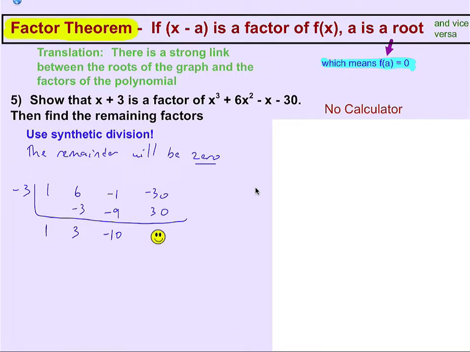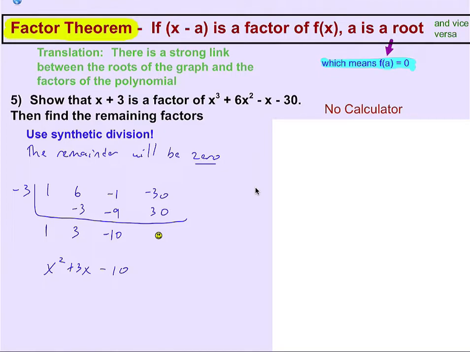That's great. That means that x plus 3 really is a factor of x cubed plus 6x squared minus x minus 30. And the quotient, when we divide x cubed plus 6x squared minus x minus 30 by x plus 3, what we're left with is x squared plus 3x minus 10, which we can factor because now it's a quadratic. Now we know how to deal with it.